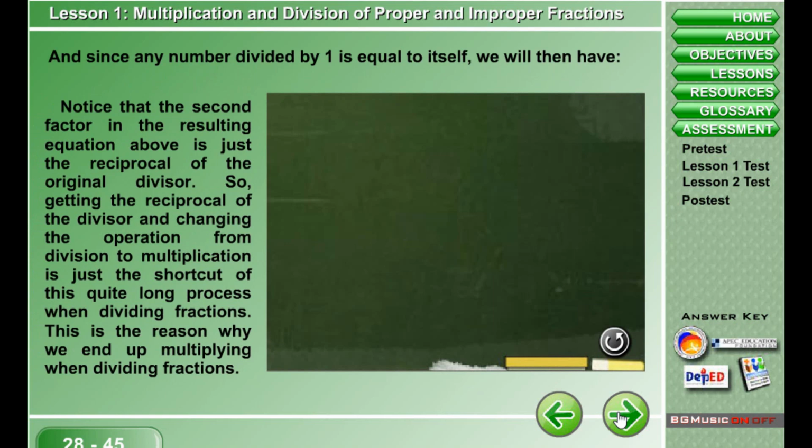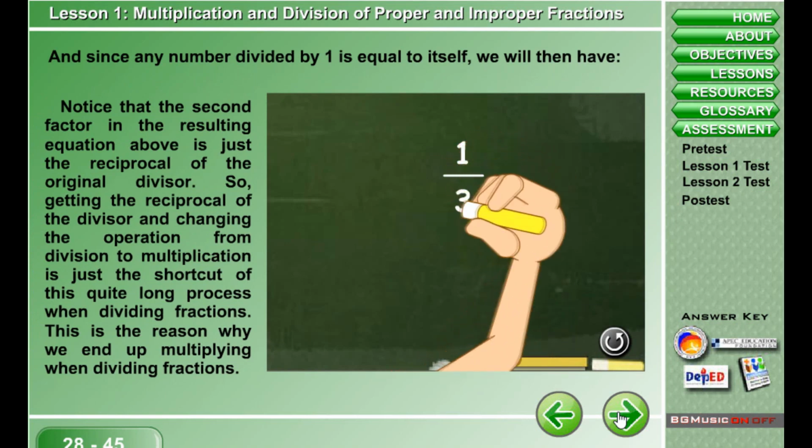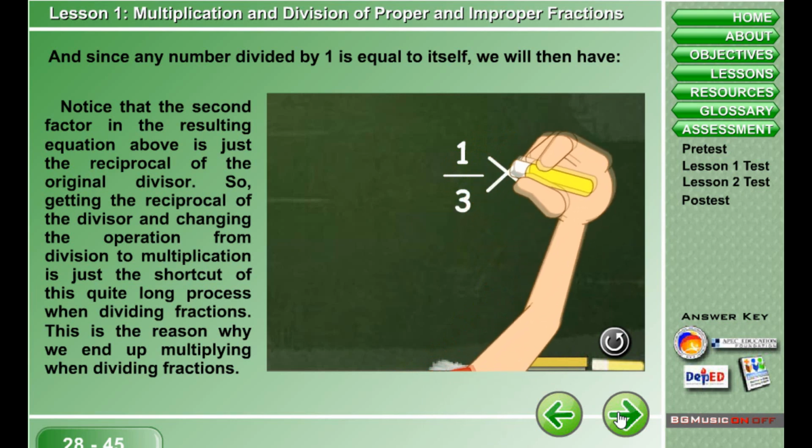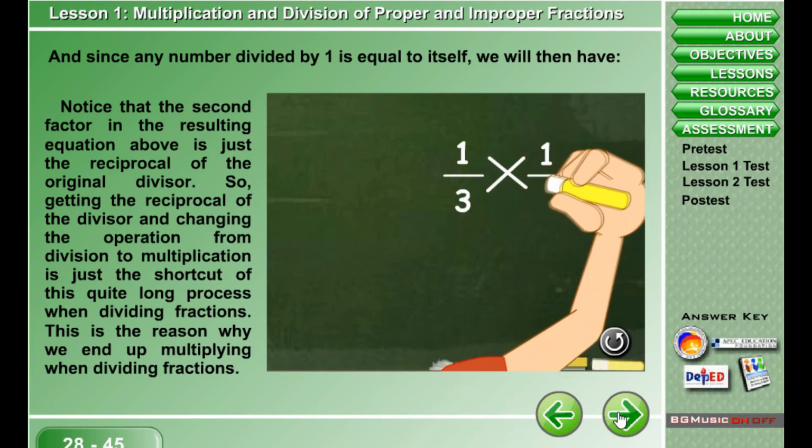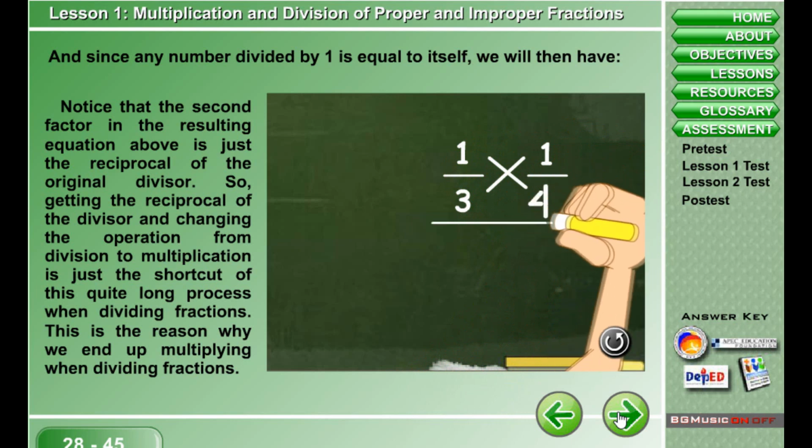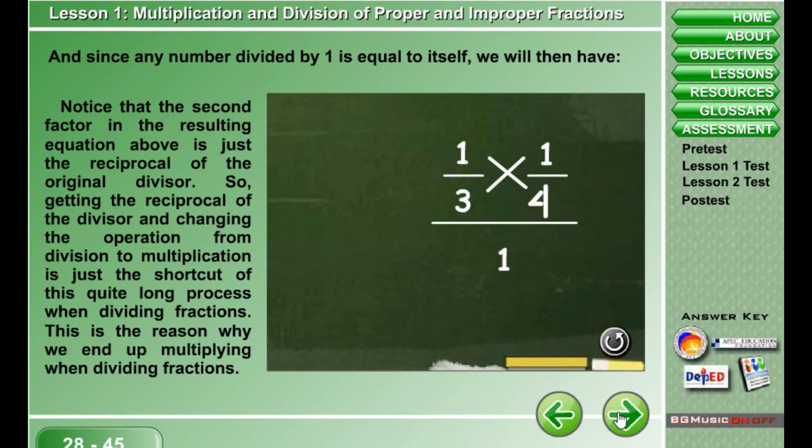And since any number divided by 1 is equal to itself, we will then have 1/3 times 4/1. Notice that the second factor in the resulting equation above is just the reciprocal of the original divisor. So, getting the reciprocal of the divisor and changing the operation from division to multiplication is just the shortcut of this quite long process when dividing fractions. This is the reason why we end up multiplying when dividing fractions.